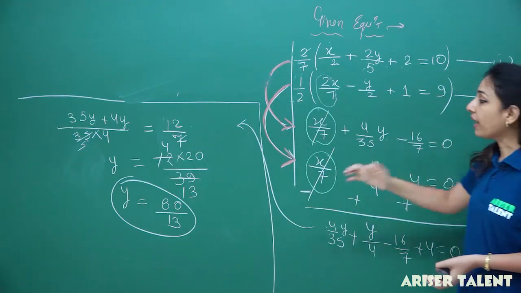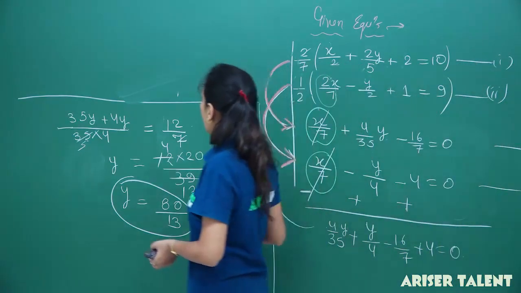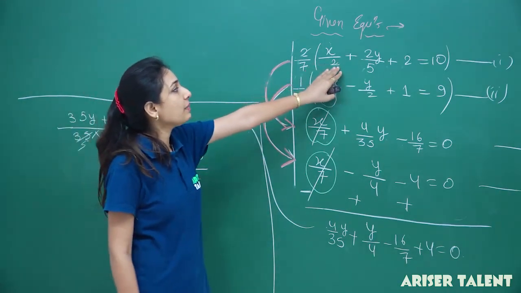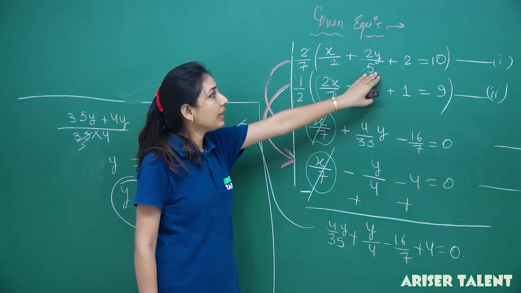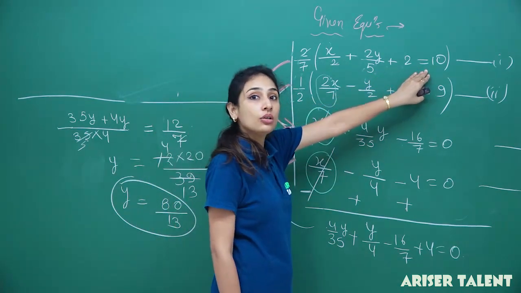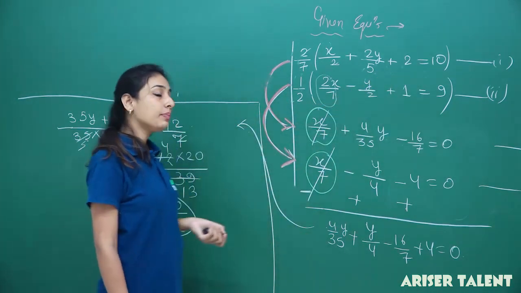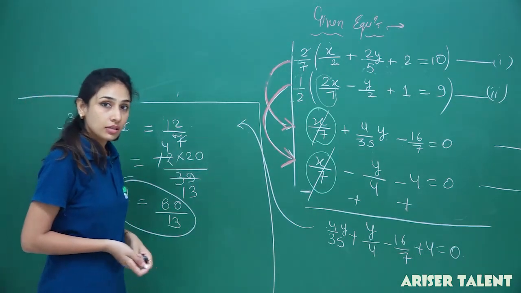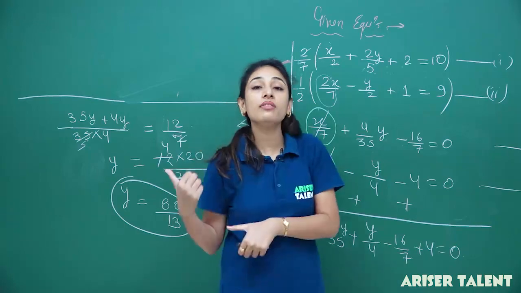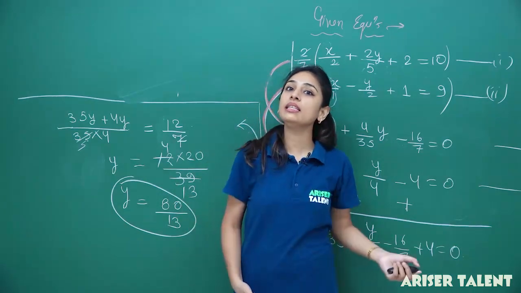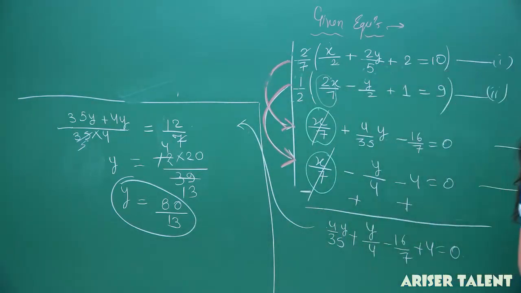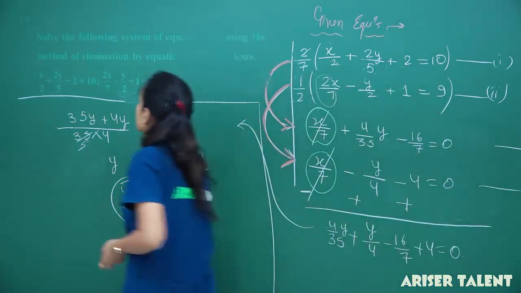Okay. Now y equals to 80 by 13 and we have a given equation which is x by 2 plus 2y by 5 plus 2 equals to 10. So now what can you do? You can just simply put the value of y, like we have done in previous questions. If you are having the value of y, then you can have easily the value of x. Understood this question? Note this, students.